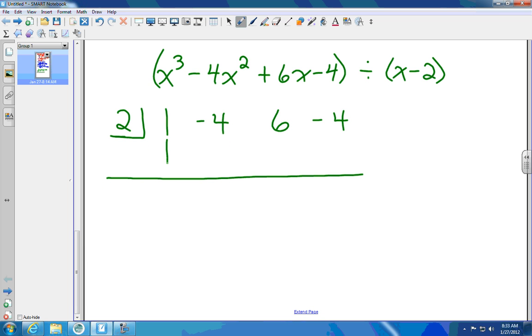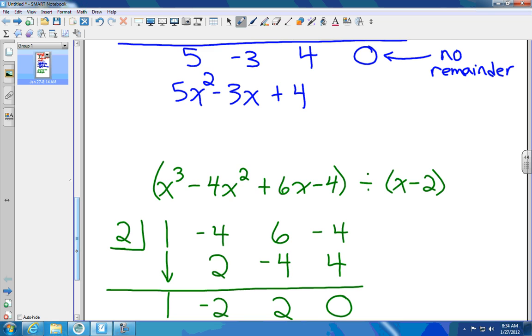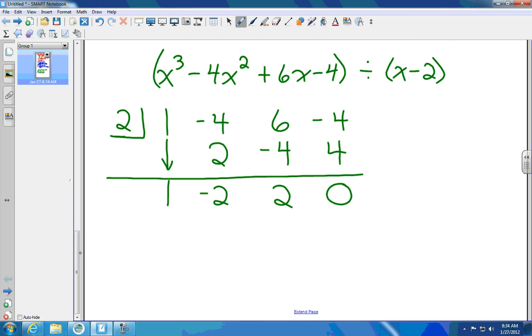So we bring down the 1, multiply that over and get 2. We add down and get -2, multiply across, -4, add down, multiply across, add down. So where's one place that this crazy cubic polynomial crosses? 2. You already know that.